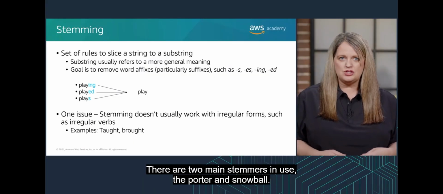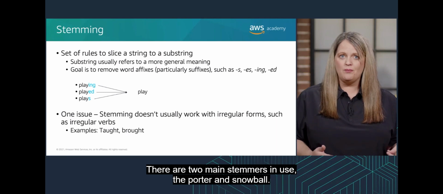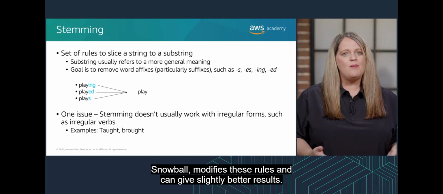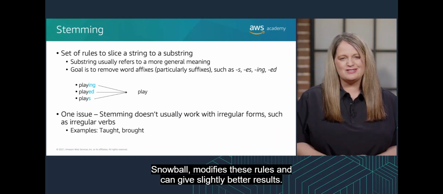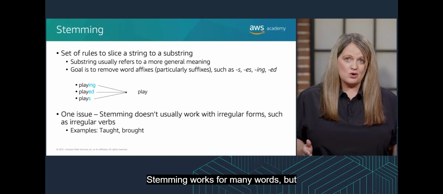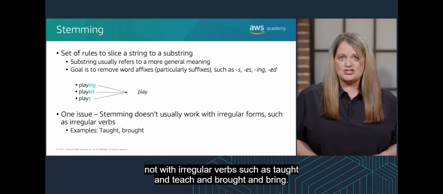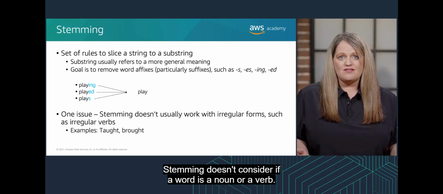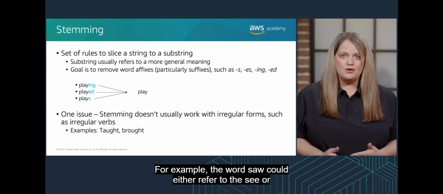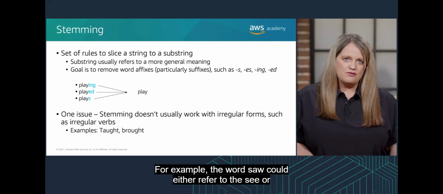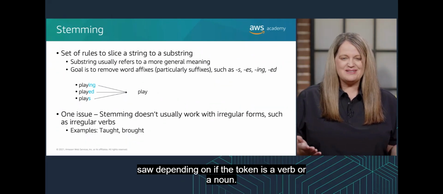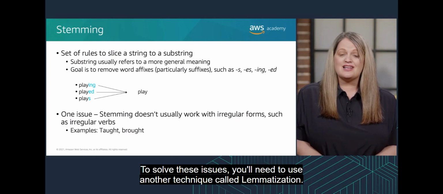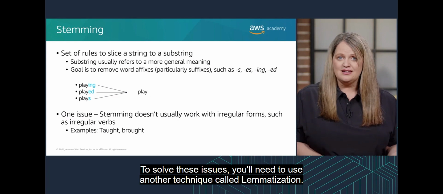There are two main stemmers in use, the Porter and Snowball. Porter implements a set of rules to perform on the word. Snowball modifies these rules and can give slightly better results. Stemming works for many words, but not with irregular verbs such as taught and teach, and brought and bring. Stemming doesn't consider if a word is a noun or a verb. For example, the word saw could either refer to see or saw, depending on if the token is a verb or a noun. To solve these issues, you'll need to use another technique called lemmatization.